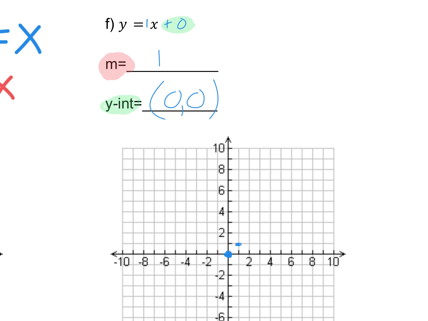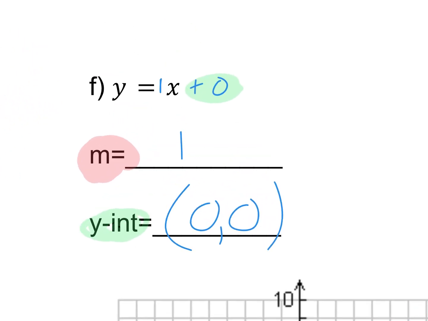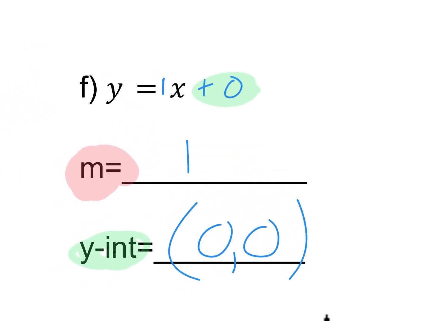I'll do that again, up 1, right 1. I'll draw another point. And so our graph should look something like this. So if you don't ever see a number in place of where we find the y-intercept in a graph, that just means that it is probably 0.